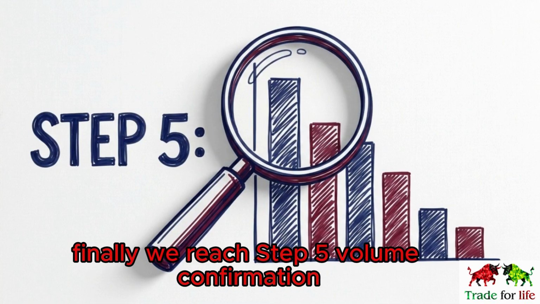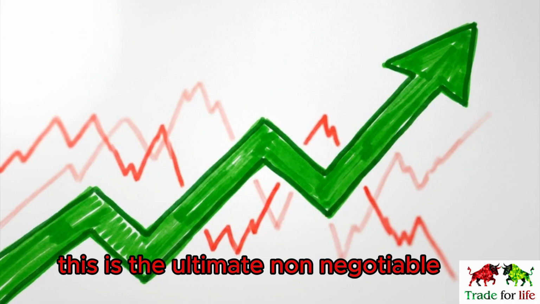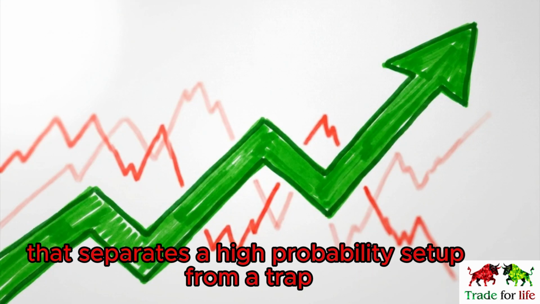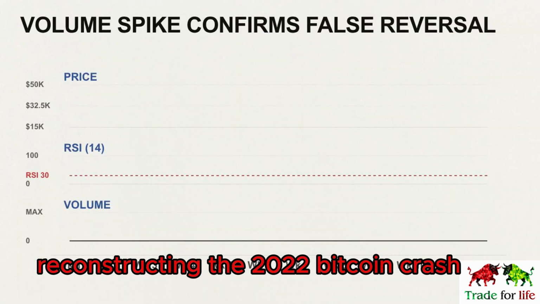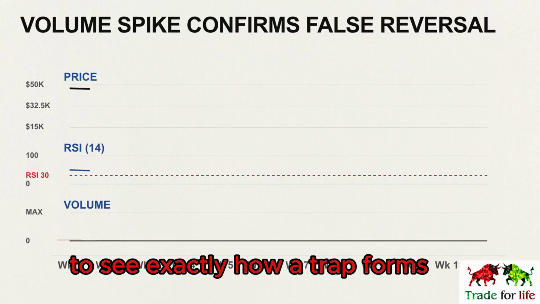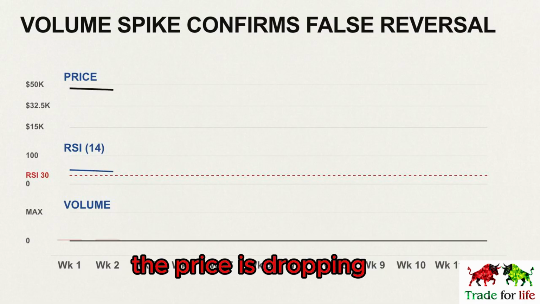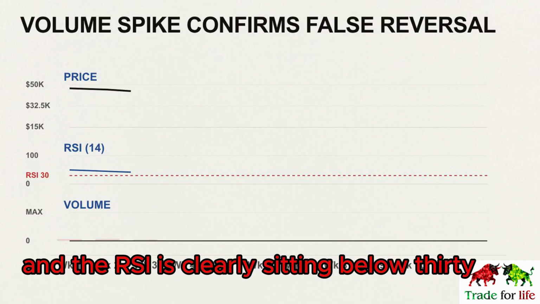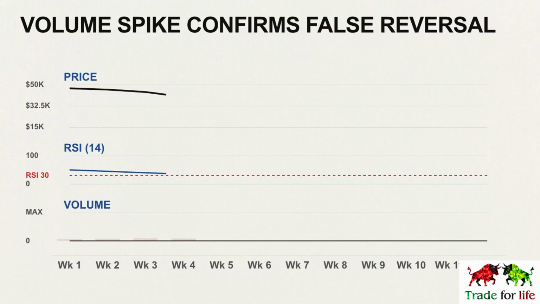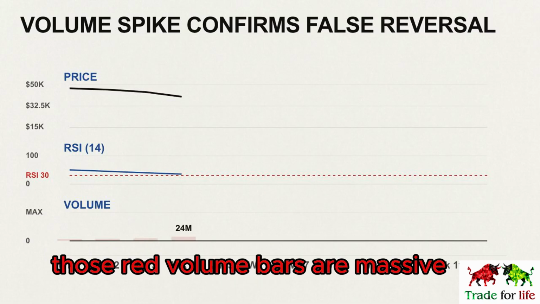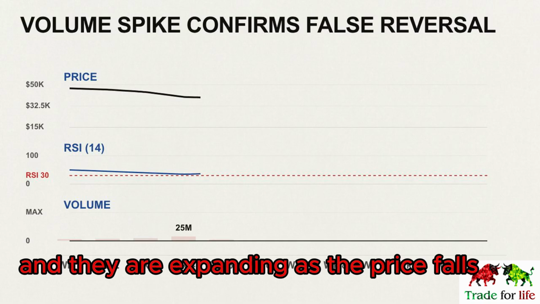Finally, we reach step 5, volume confirmation. This is the ultimate non-negotiable filter that separates a high probability setup from a trap. Take a look at this chart reconstructing the 2022 Bitcoin crash to see exactly how a trap forms. The price is dropping and the RSI is clearly sitting below 30. But look down at the bottom of the screen. Those red volume bars are massive and they are expanding as the price falls.